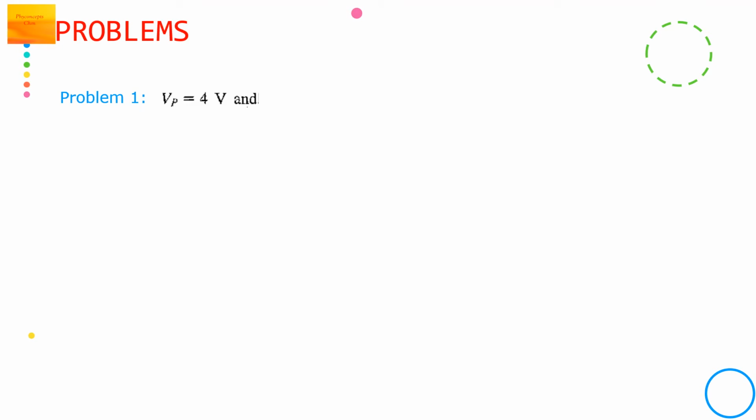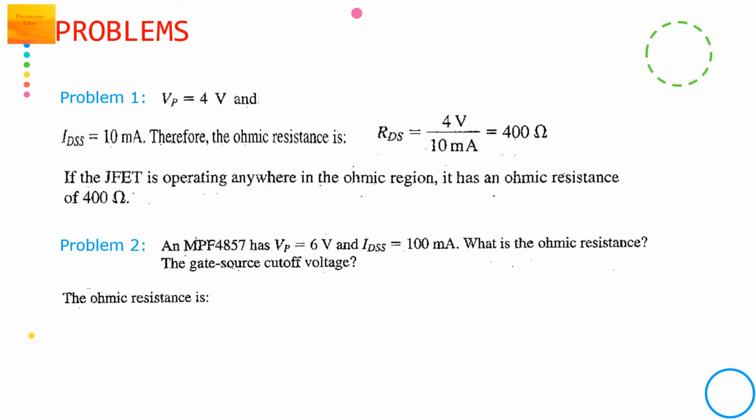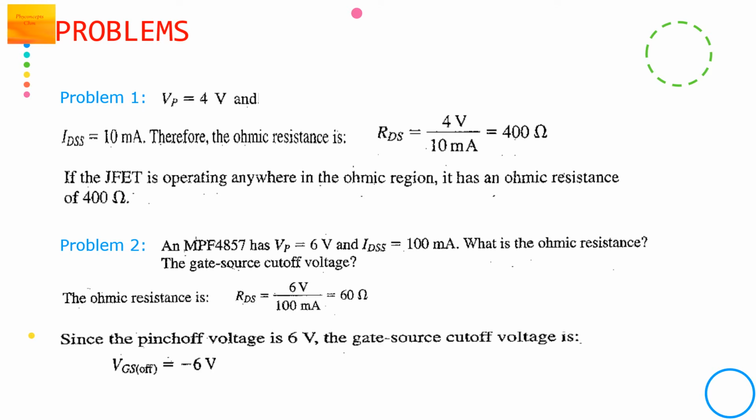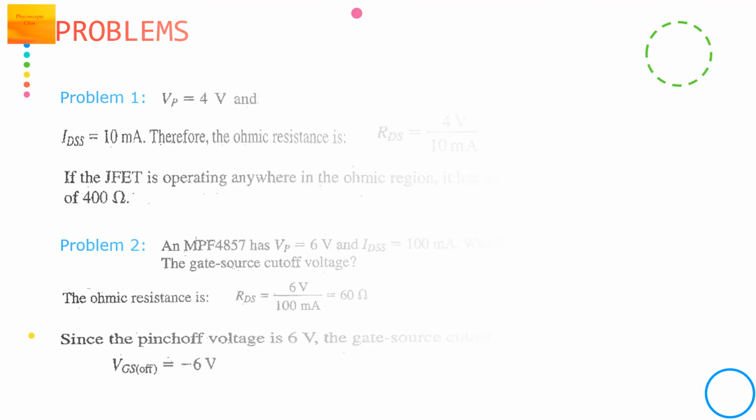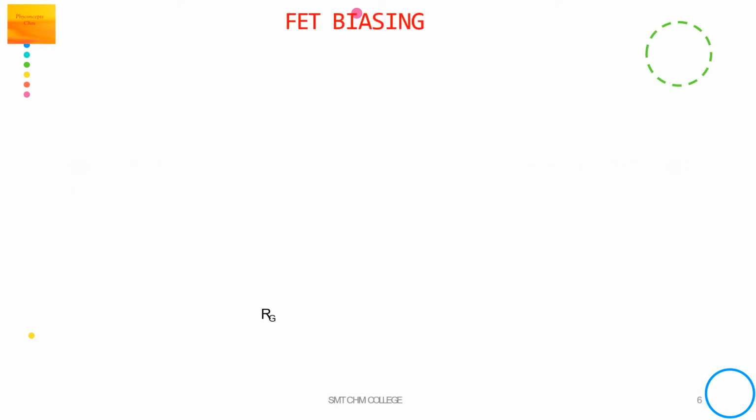These are some of the problems which you can solve. This has been solved. And there is a practice problem also given. You can solve it. Next is FET biasing.